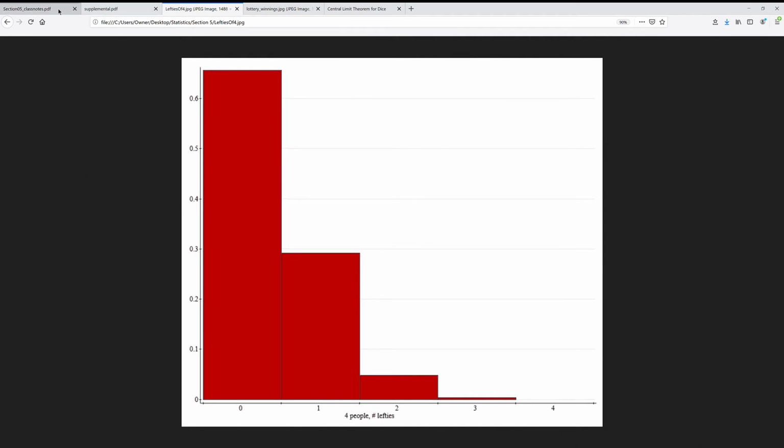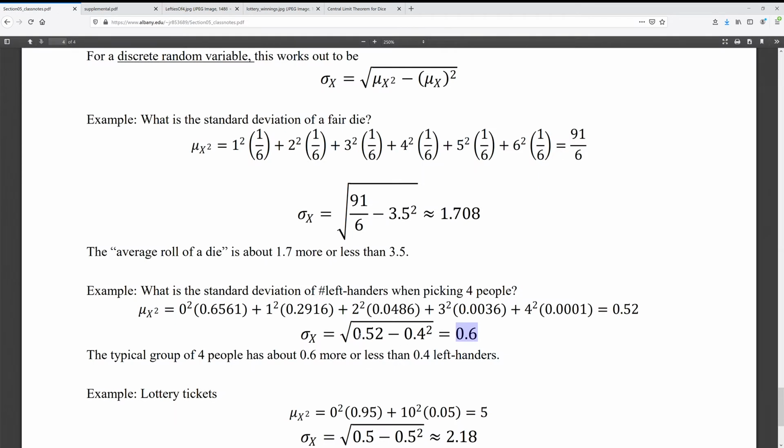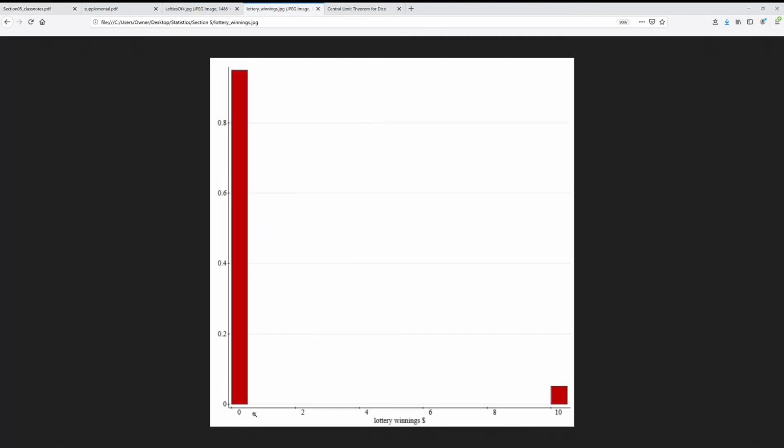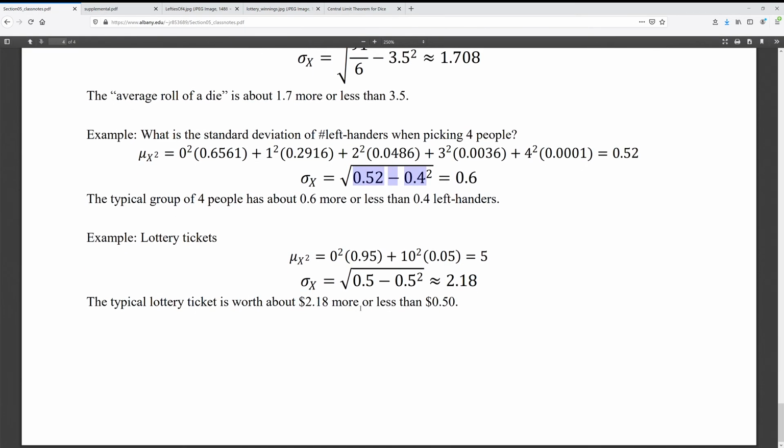And let it be said that 0.36 versus 0.6, if you forget to take the square root, doesn't greatly change it. But if the original numbers for x were bigger, you'd see a bit of a difference, as we have before, between forgetting to take the square root and not forgetting. For example, let's look at the lottery tickets. How much more or less than 50 cents is your average lottery ticket worth? Well, let's check it out.